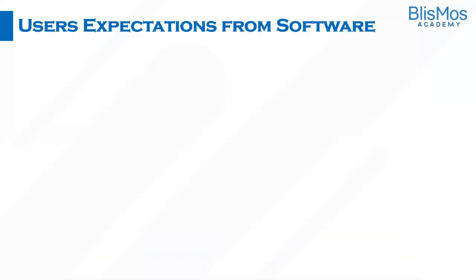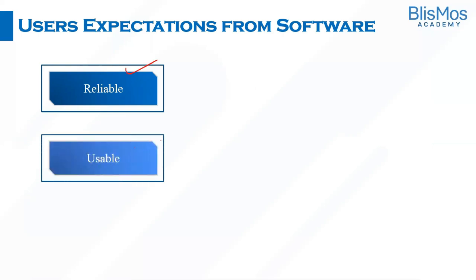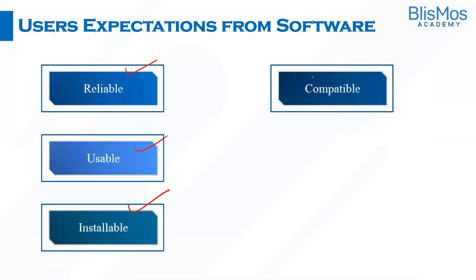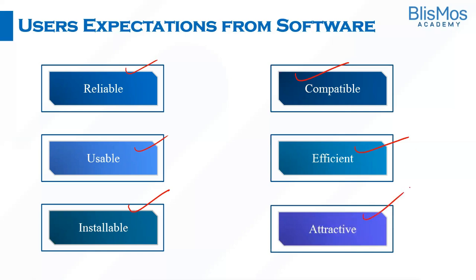If you are a user, what do you expect from a software? Some of the user expectations from a software are: software has to be reliable. Software needs to be usable. Otherwise, what is the use, right? Then it should be installable. If you don't install, then how do you use the software? Then it should be compatible. It should be efficient. Then it should be attractive. These are some of the very high level user expectations from a software. Let us understand them in a bit more detail.